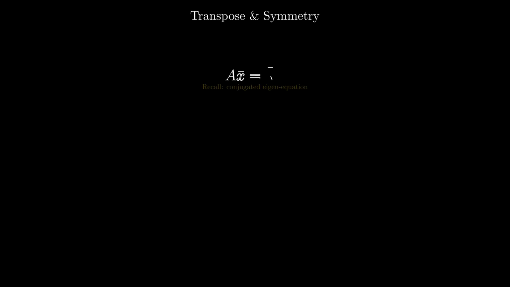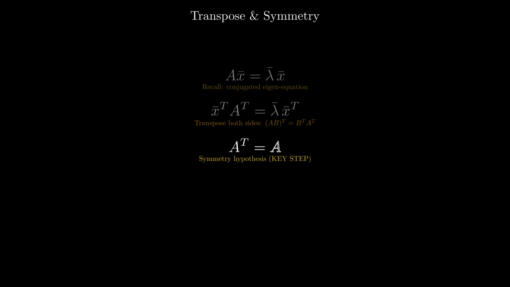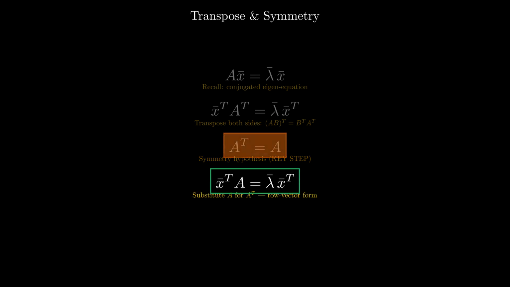Second move, transpose both sides. Remember, the transpose of a product reverses the order, so x bar transpose times A transpose equals lambda bar times x bar transpose. Now comes the key step. A is symmetric, which means A transpose equals A. Replace it. We get x bar transpose times A equals lambda bar times x bar transpose. Pause on this. Symmetry is the only ingredient that lets us swap a transpose for A. Without it, the proof dies right here. With it, lambda bar now sits on the left of A, while lambda still sits on the right. That asymmetry is exactly what we'll exploit next.